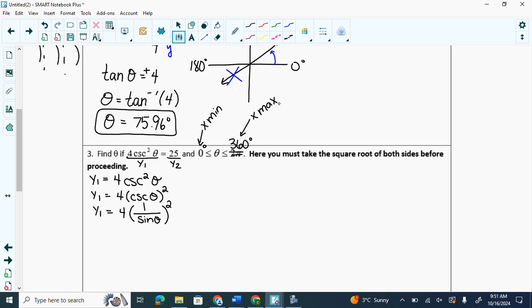Second trace, 5. Remember, arrow up or down if you want to get it onto the straight line instead of riding the curves. So I'm getting x equals, the variable's not x, it's theta. Theta equals 23.58 degrees.